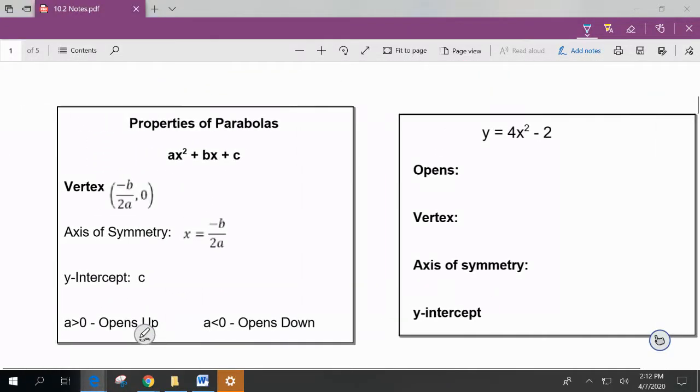Okay, so for the properties of parabolas, they are quadratic, so they go ax squared plus bx plus c. The vertex is negative b over 2a comma 0. That's the formula to find the vertex. And then the axis of symmetry is x equals negative b over 2a. If a is greater than 0, the parabola is going to open up. If a is less than 0, it's going to open down.